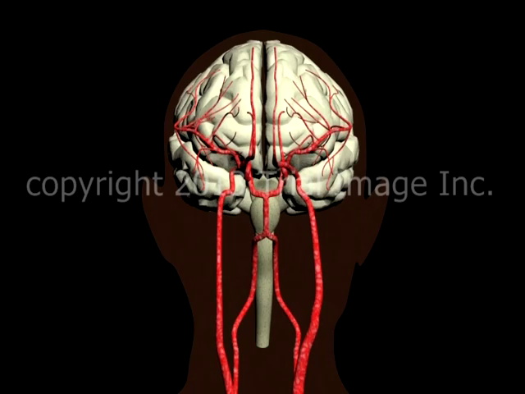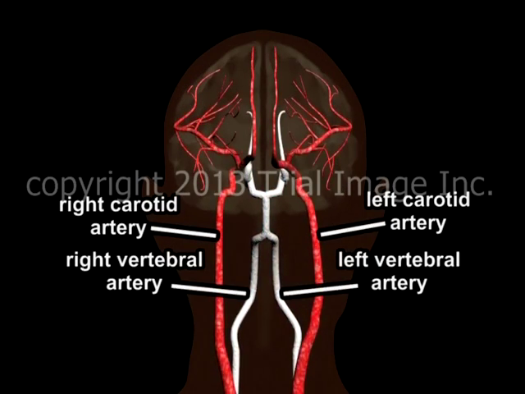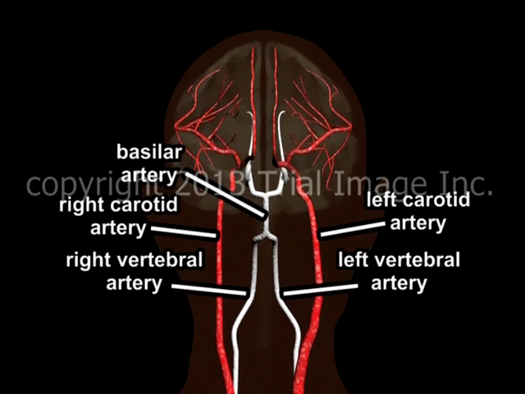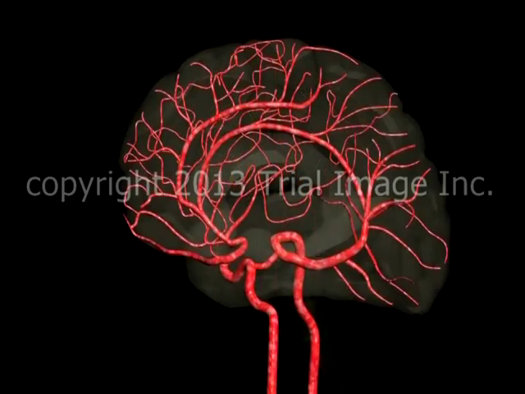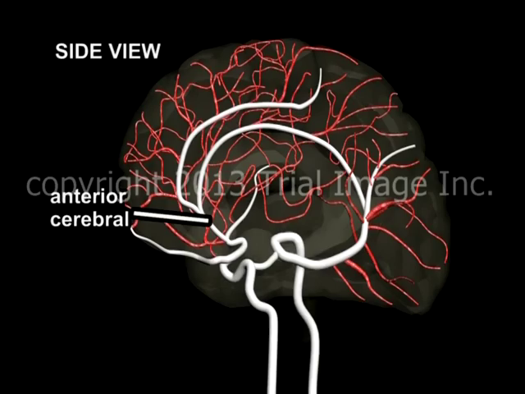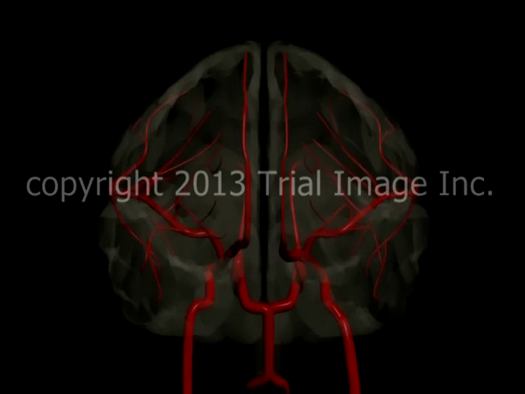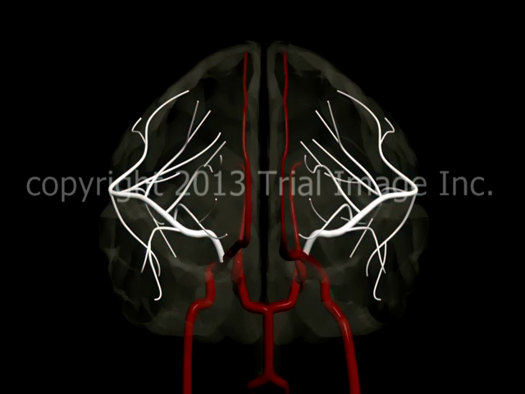Large arteries that may be affected by thrombosis include the carotid, vertebral, or basilar arteries, or any of their major branches, including the anterior, middle, and posterior cerebral arteries, or their larger branches. As an example, let's take a look at a large artery thrombosis occurring in the left middle cerebral artery.